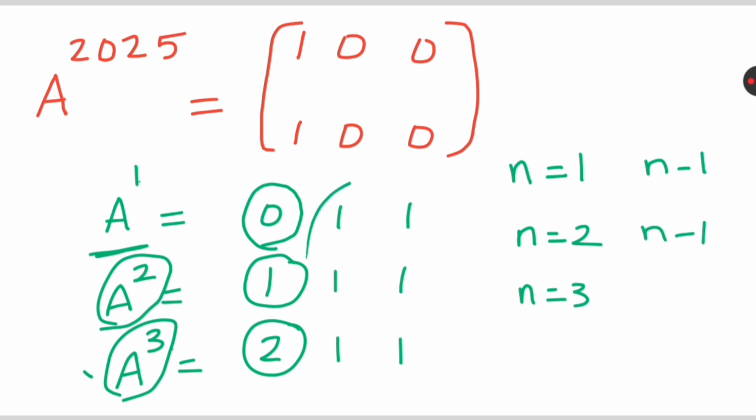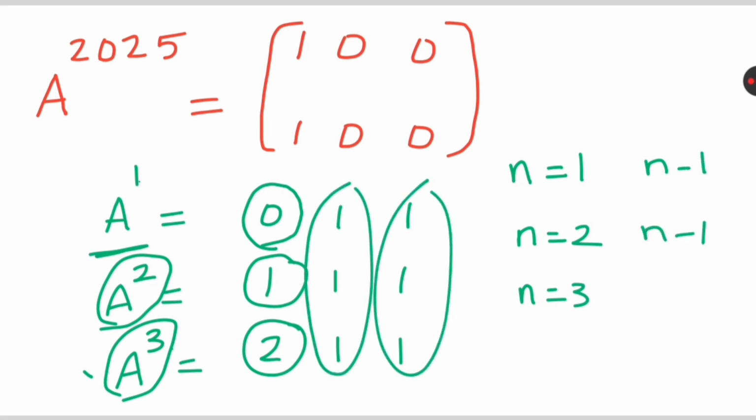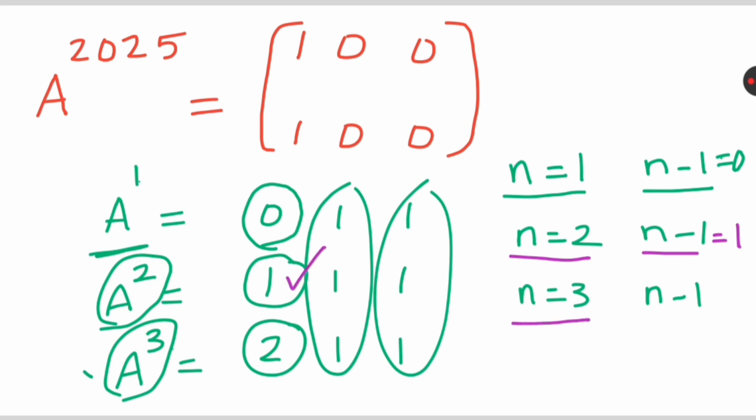So the remaining, the second column and third column, are the same, 1 1 1 1 1. So we need to observe only the first element of the second row. See here, if n is 1, then you do 1 minus 1, we are getting 0 here. If n is 2, if you do 2 minus 1, then you are getting 1. So that is the same as A power 2. If n is 3, if you do 3 minus 1, we are getting 2 here.